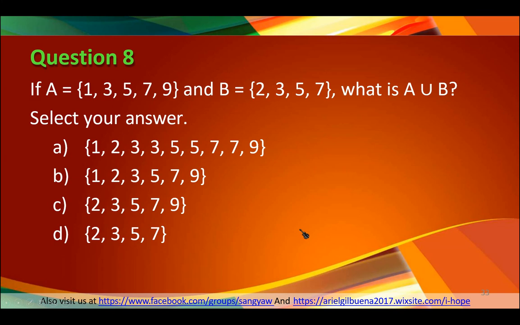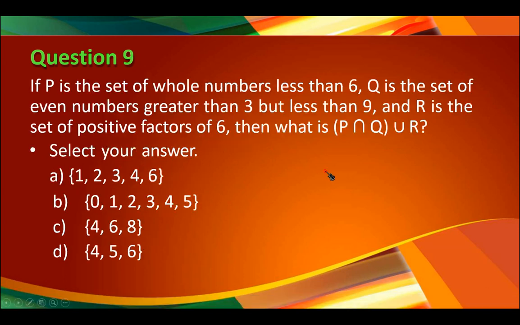So, ito pang isang example. If A is equal to 1, 3, 5, 7, 9 and B is equal to 2, 3, 5, 7, ano ang kanilang union? So, yung sagot na 1, 2, 3, 5, 7, 9. So, 1, 2, 3, 5, 7, 9. Letter B. Hindi na po ito. Kasi no need to rewrite again.